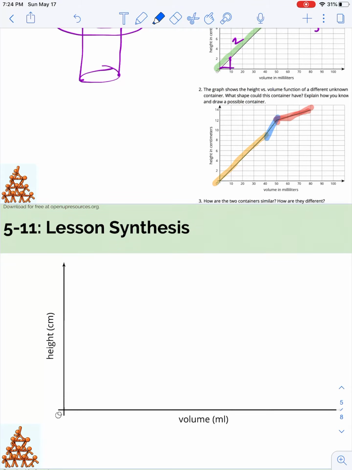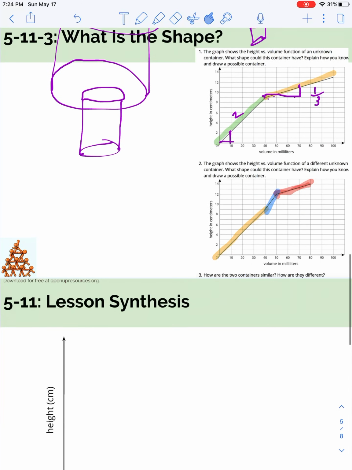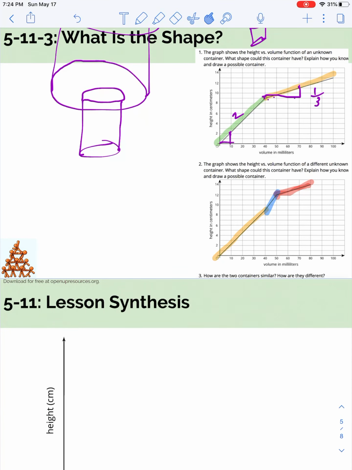You draw the bottom line first. So the orange line is going to be pretty similar to the first container we drew here.